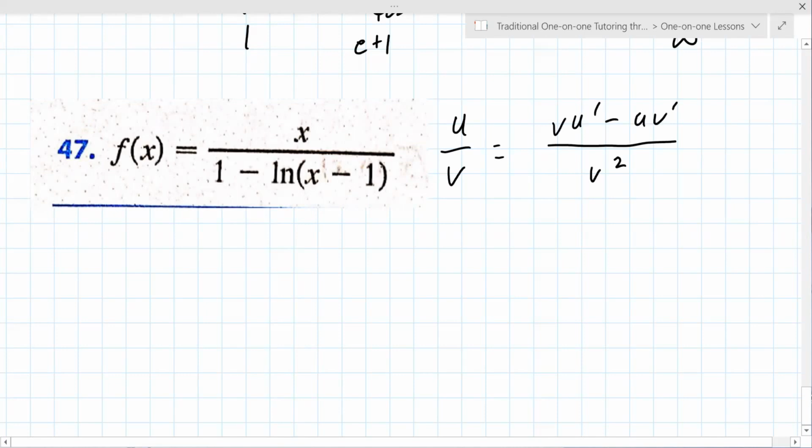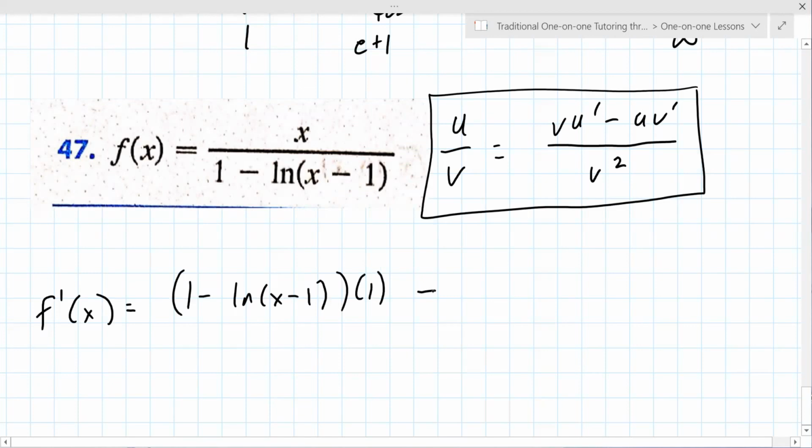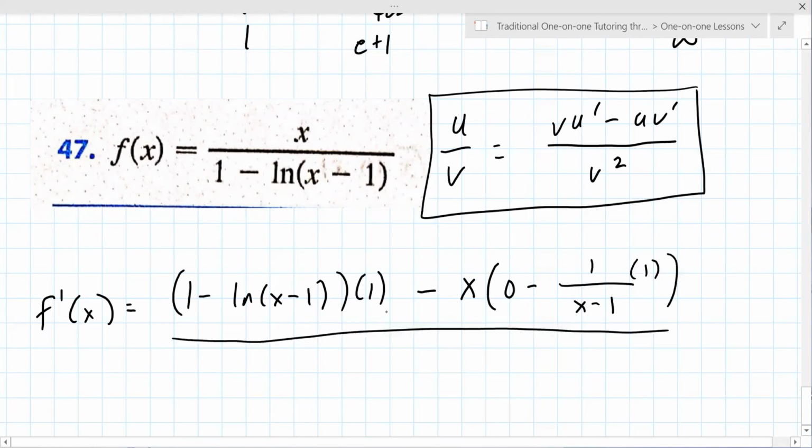So yeah, if you don't have this down, you're going to want to have it down by the exam. So the derivative is the bottom, 1 minus natural log x minus 1, times the derivative of the top, which is 1, minus the top times the derivative of the bottom. So derivative of 1 is 0 minus the derivative of ln, which is 1 over the inside part, times the derivative of the inside part, which is 1, all over the bottom squared. Something like that.